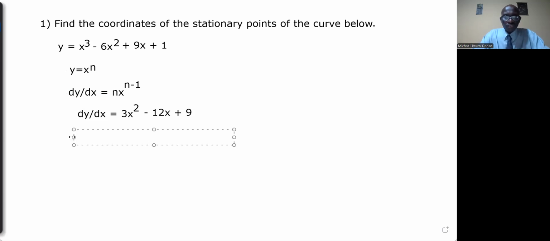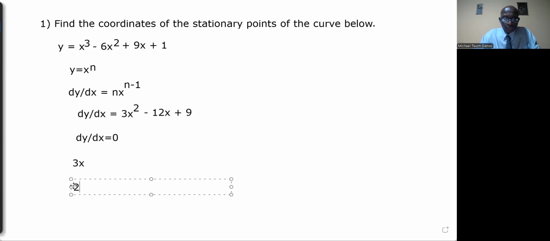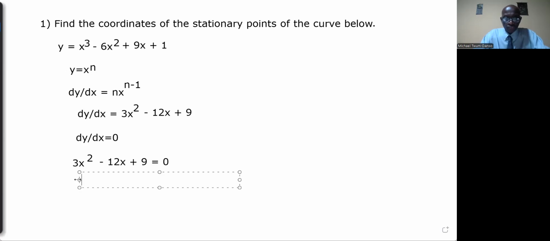So to find the stationary points, dy/dx must be equal to 0. So in this case, we make 3x squared minus 12x plus 9 equal to 0. So we're going to find the factors of this expression. But first of all, we have to divide through by 3 because that's the common factor here. So we divide through by 3.